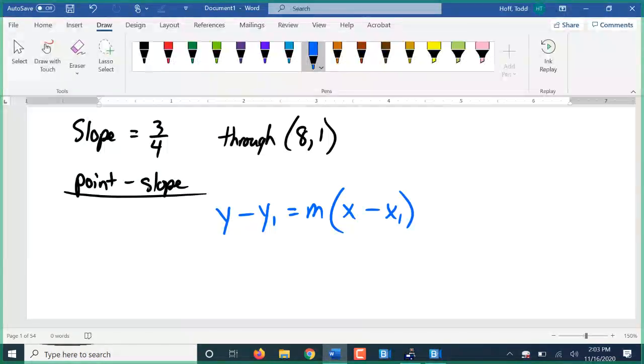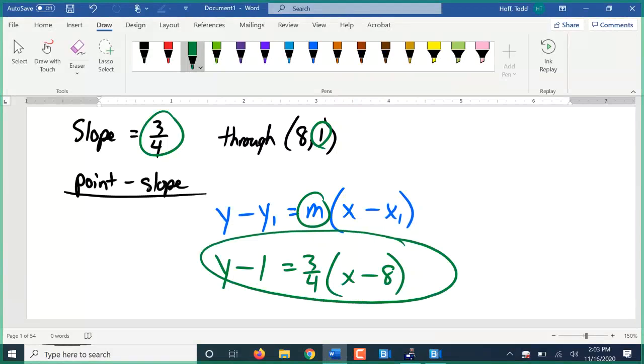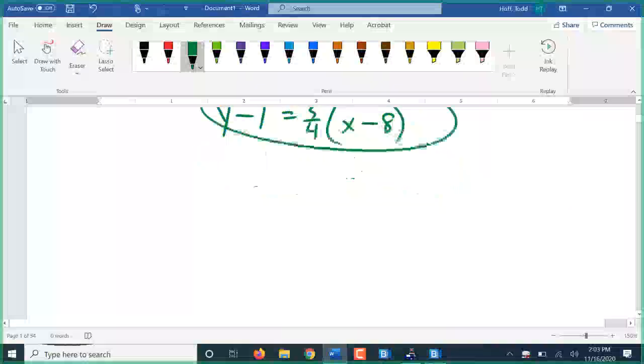So that means we can just do y minus y1, which is 1, so y minus 1 equals m, our slope, which is 3/4, times x minus the x-coordinate, which is 8. And there's our equation in point-slope form. Now we have to be just a little bit careful here with negatives in our coordinates.